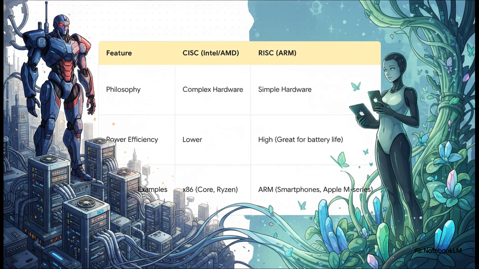But there's another way, RISC, or Reduced Instruction Set Computer. Here the hardware is much simpler, designed to do only very basic things but do them extremely fast. This is the philosophy of ARM, the company whose designs power pretty much every smartphone and Apple's new M-series chips. Because the hardware is simpler, it's incredibly power efficient, which is exactly why your phone can last all day, while a beastly gaming laptop might die in just a few hours.